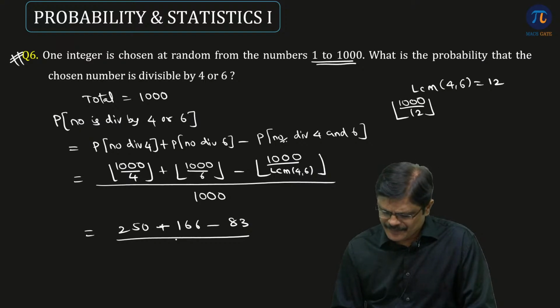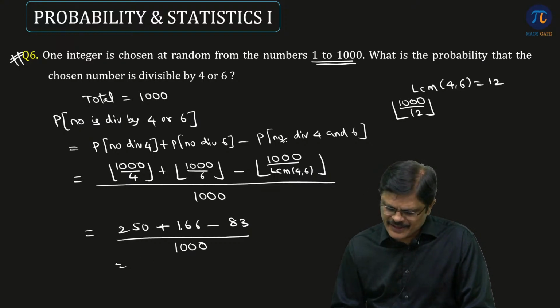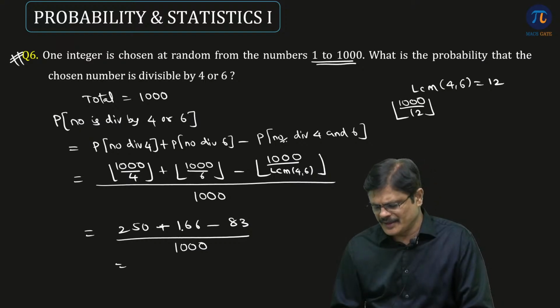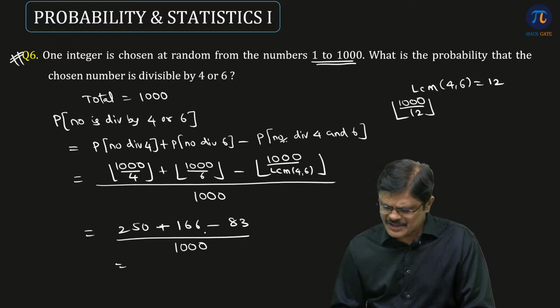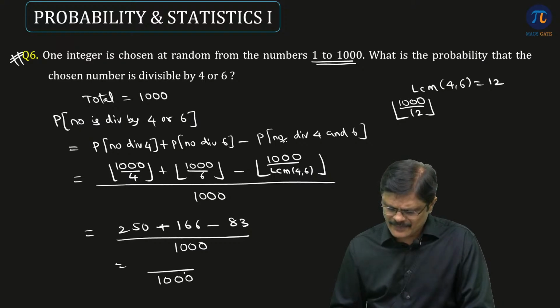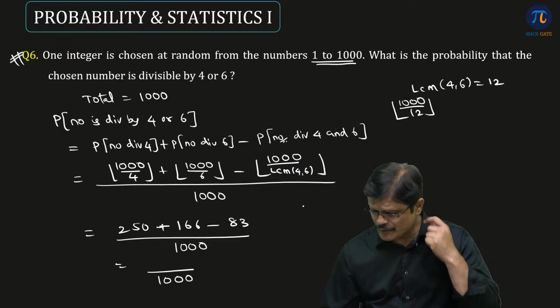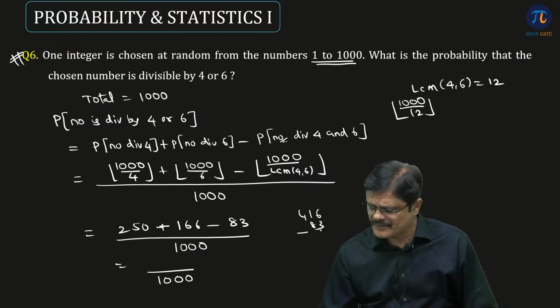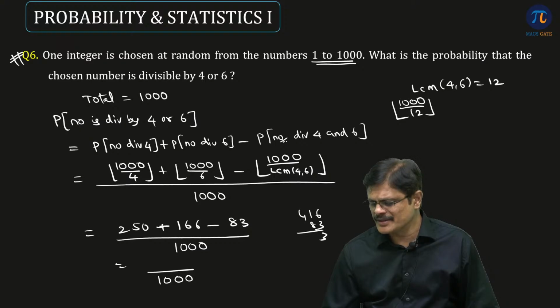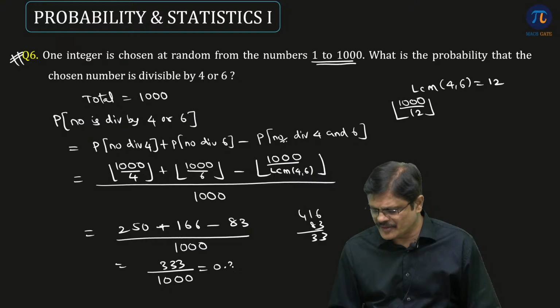Got it? Then we have divided by 1000. So simplify to get the required answer, sir. So it is 350,416 minus 83, or whatever way you do. Okay, please simplify that to get the required answer. 350,416 minus 83. 416 minus 83 is 333. That is 0.33.